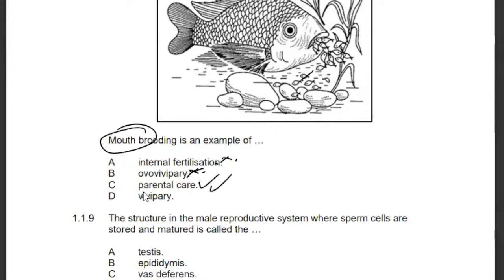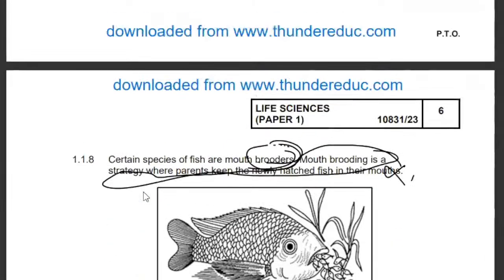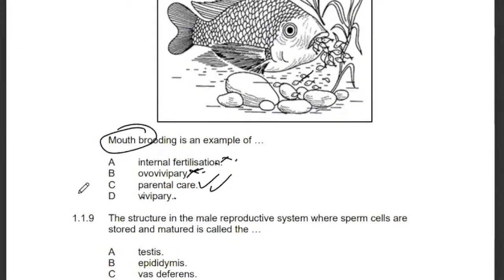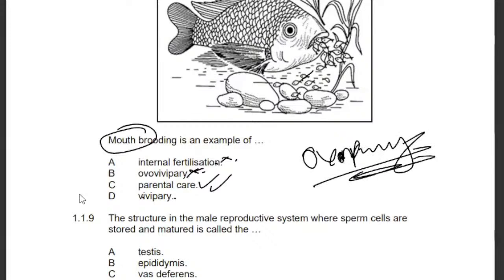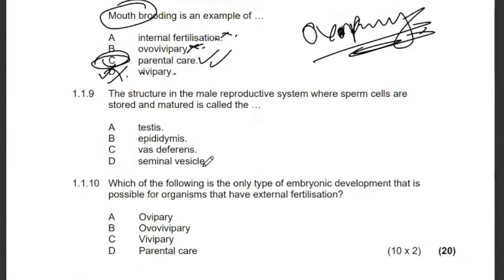And then viviparity, definitely no, because they hatched them a long time ago. And whenever you talk about hatching, you talk about oviparity. So this is not in. So the best answer is C, which is parental care. Basically, that is what is happening in there.